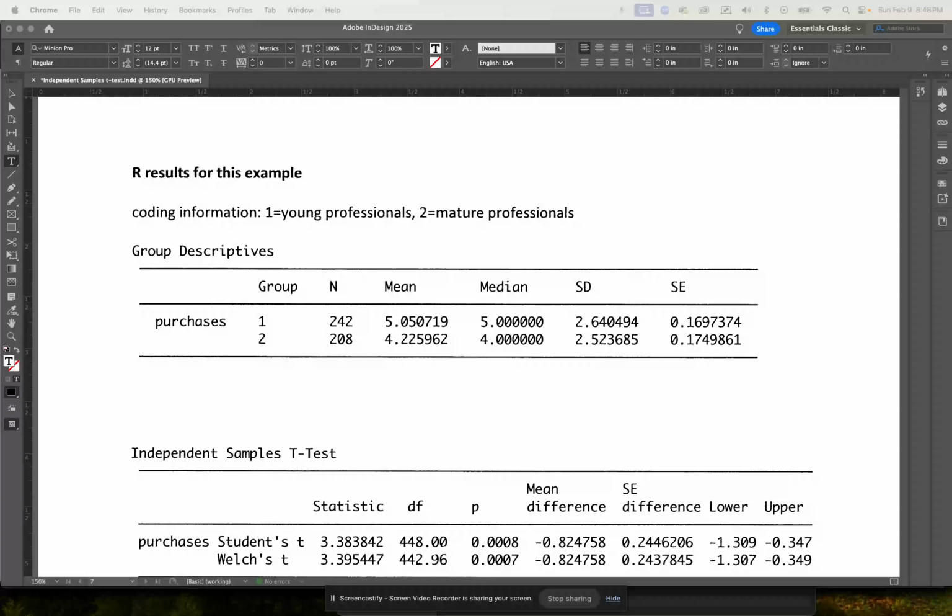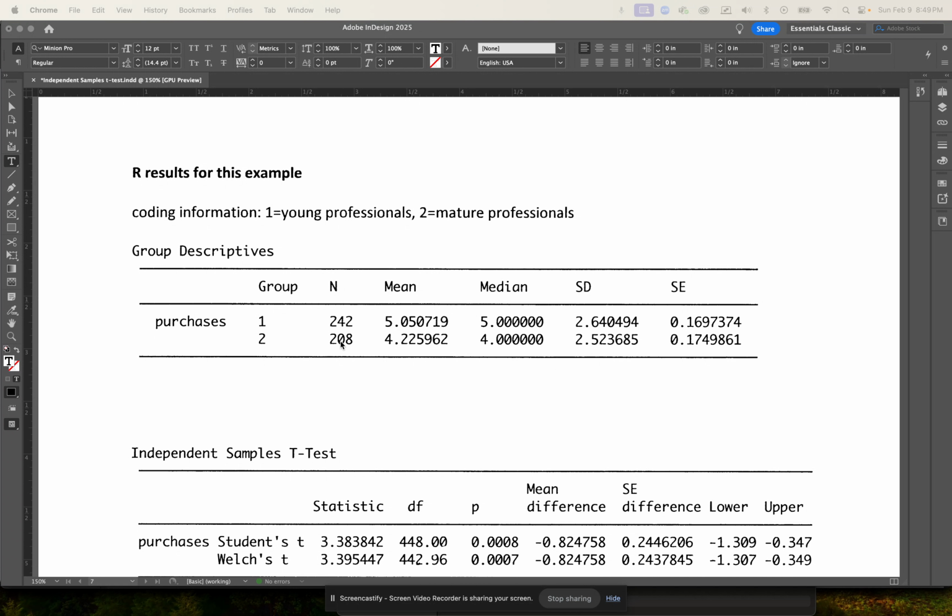Now let's look at our statistical software output. All the information you see here, we already completed the entire exercise before this video. Now we're just looking at it like, where did I get the information? In R, we made it to where group 1 was young professionals, and group 2 was mature professionals. And so these are the numbers we saw earlier.